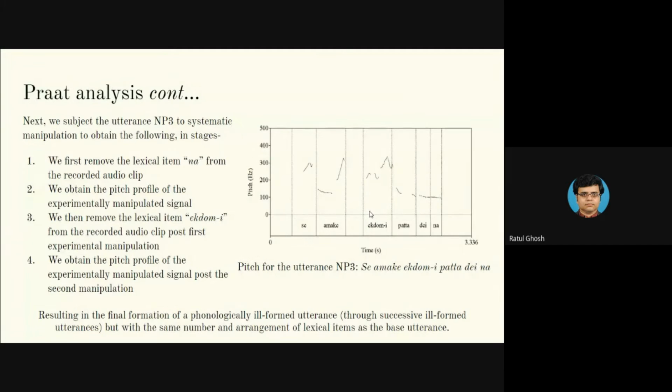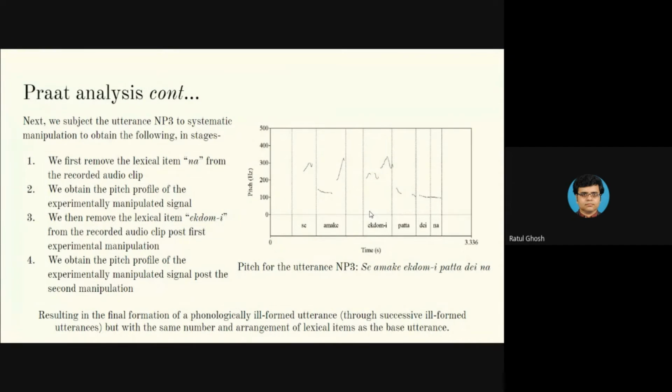Next, we subject the NP3 to systematic manipulation to obtain the following in stages. Number 1. We first remove the lexical item "na" from the recorded audio clip. Number 2. We obtain the pitch profile of the experimentally manipulated signal. Number 3. We then remove the lexical item "ekdomi" from the recorded audio clip post first experimental manipulation. Number 4. We obtain the pitch profile of the experimentally manipulated signal post the second manipulation.